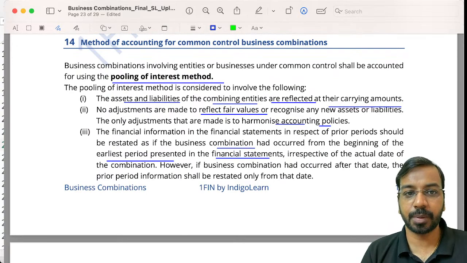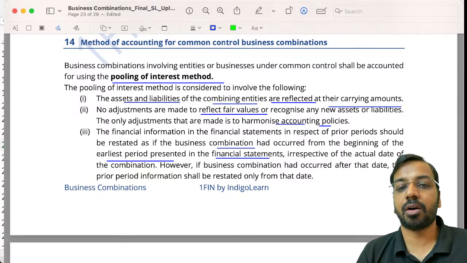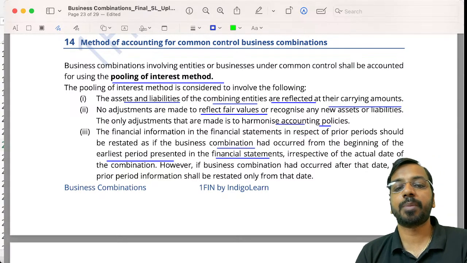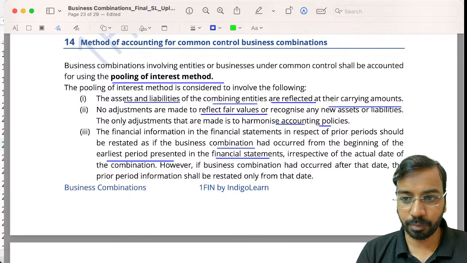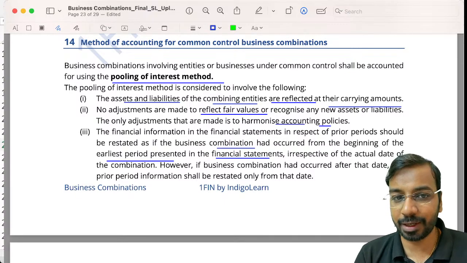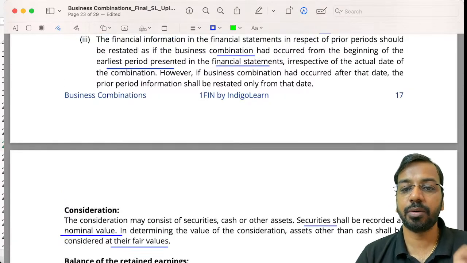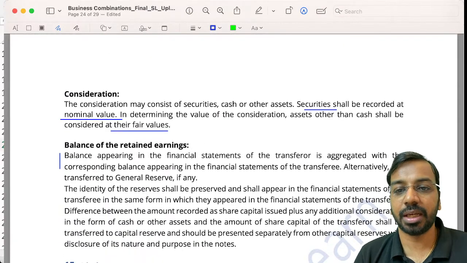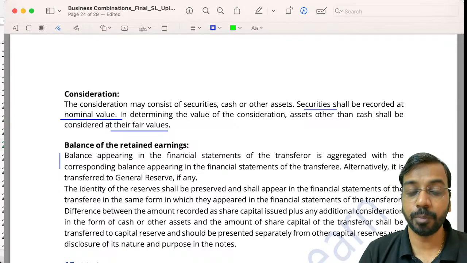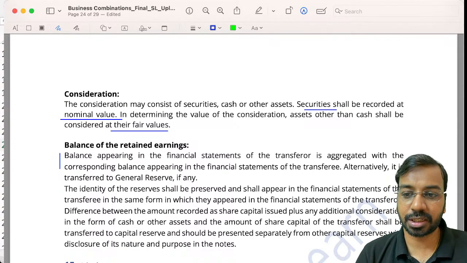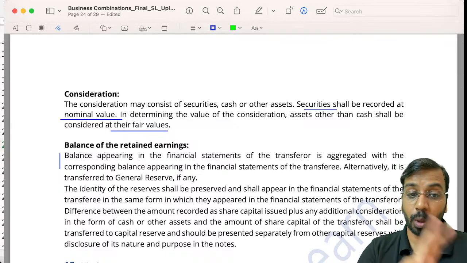follow the pooling of interest method. Assets and liabilities recorded at carrying amount. No adjustment will be made for fair value, meaning asset and liability will not be shown at fair value. Then consideration will be recorded. If it is equity or securities issued, nominal value. Cash, the amount of cash given. Other assets, fair value. So, two aspects.